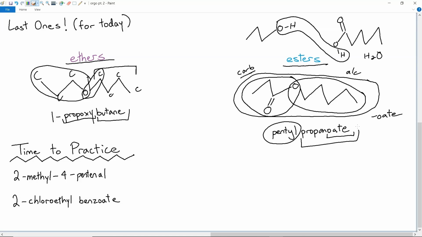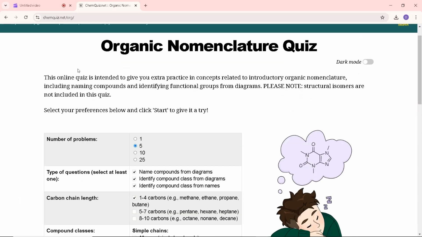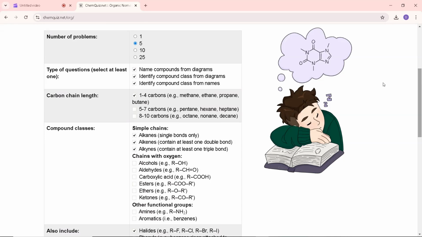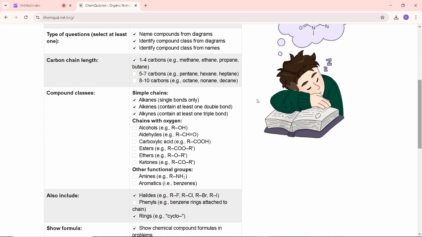Okay, I know that was a lot, and thank you for watching all of that. The name of the game for this is really just practice. Practice drawing line diagrams, practice naming line diagrams. And the best way to do this, as I mentioned in my first video, is to go to chemquiz.com, or I guess it's .net. And so here you can actually create your own custom quiz on organic nomenclature. And since we've covered a lot, we can actually probably do most of what's written here.